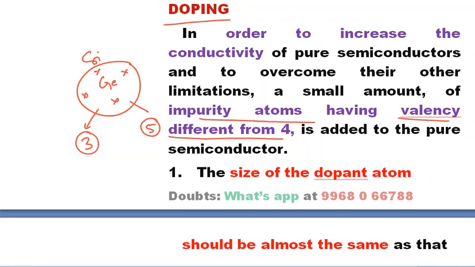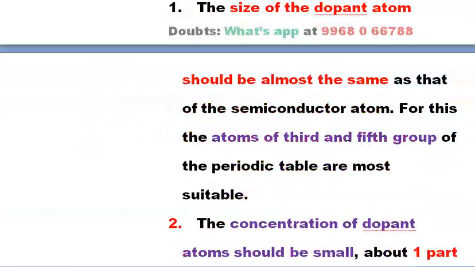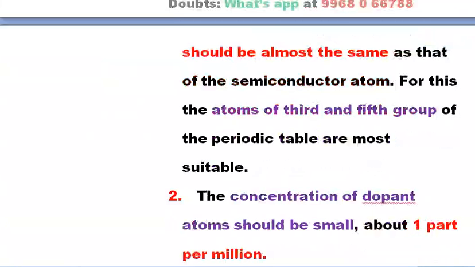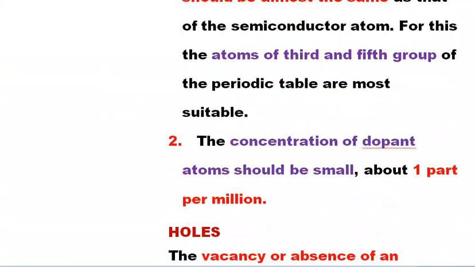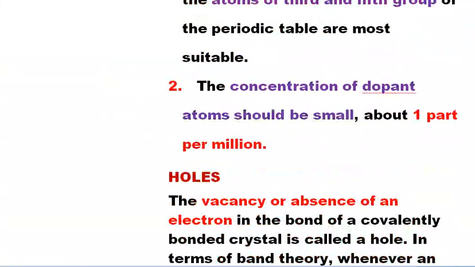Dear students, the doping process depends entirely on the size of the dopant atom. The size of the dopant atom must be almost the same as the doped element. Dear students, for this purpose, atoms of the third and fifth groups in the periodic table are most suitable. The concentration of dopant atoms should be small, about 1 part per million. Again, here we add impurities, 1 part out of 1 million.